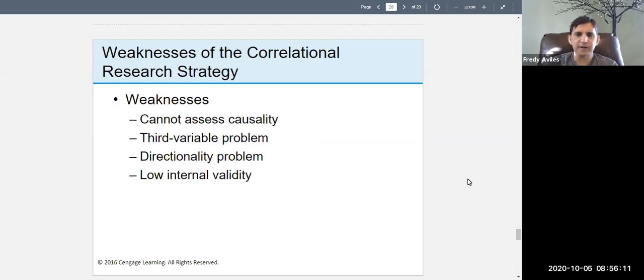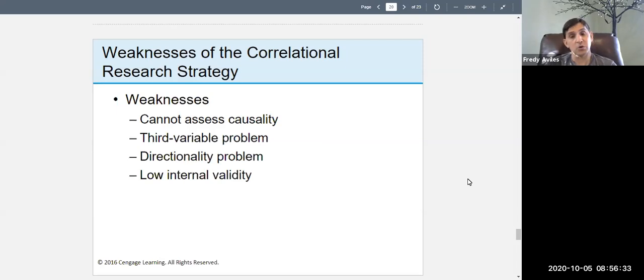You also have the third variable problem, the directionality problem, and low internal validity. We're going to talk about the third variable problem and directionality problem again. I believe we mentioned that already, so I'll go through it again, but more briefly because it has to do with correlation. Low internal validity, that basically means there's no cause and effect there. Internal validity has to do with that specifically, with cause and effect.